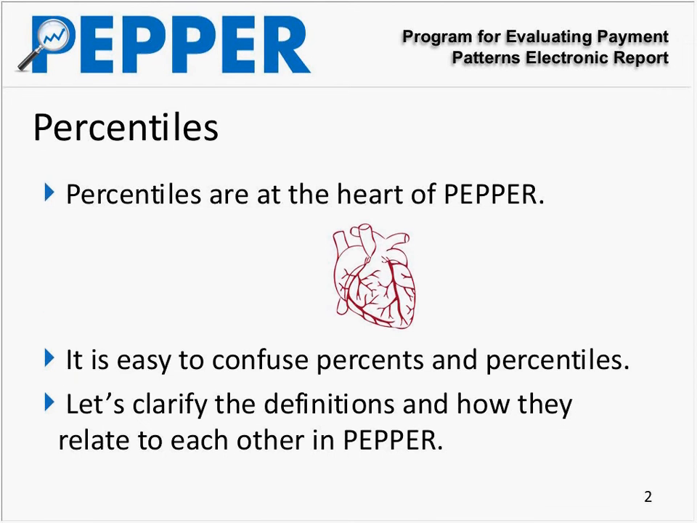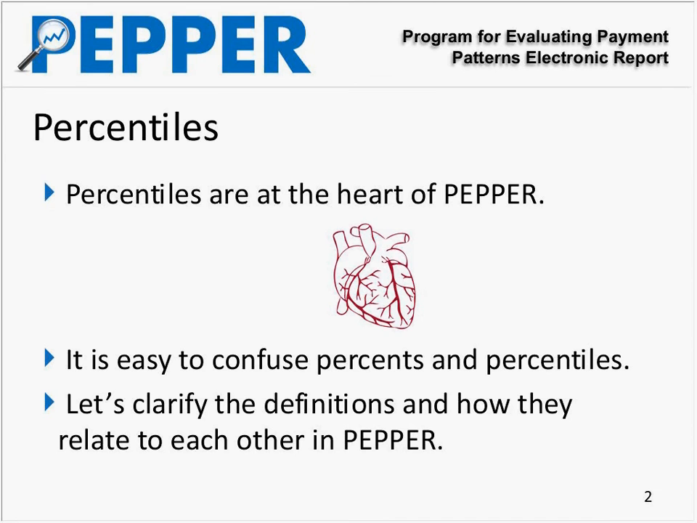So the numerator and denominator counts are used to calculate target area percent or rates, which are used to calculate percentiles. Percentiles are at the heart of a Pepper. However, it's easy to confuse percent with percentiles because they sound alike and a lot of people don't have a clear understanding of what percentiles mean. So I'm going to clarify the definition of percent and percentile as well as rates, and then I'll talk about how they relate to each other in the Pepper.